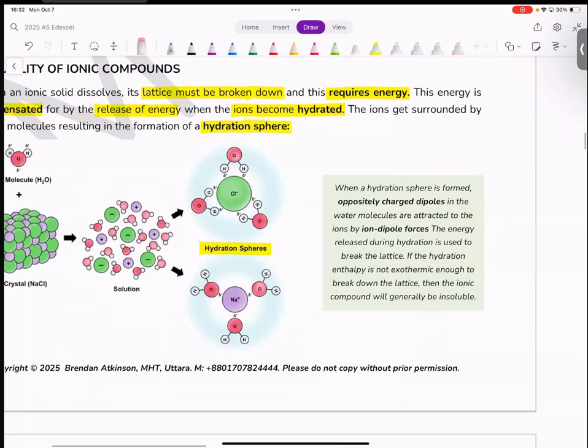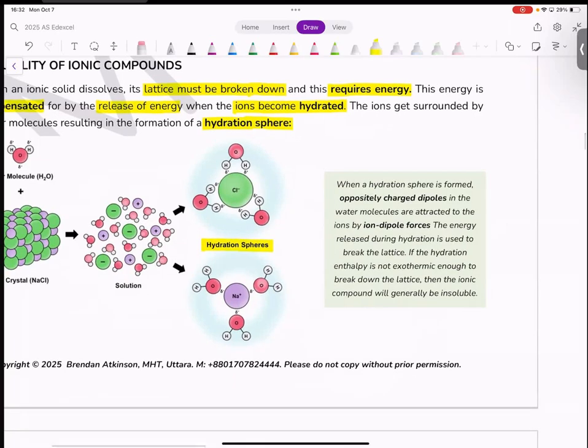And then I wrote something here. When a hydration sphere is formed, you have to describe this. Sometimes it can be a 6 mark asterisk answer. How is this dissolving? Why do ionic compounds dissolve? When a hydration sphere is formed, oppositely charged dipoles. See how I'm talking about the particles? Whenever I talk about a force, I'm talking about what has the charge. So oppositely charged dipoles in the water molecules. I didn't just say dipoles in the water molecules. I'm trying to make it sound like opposite charges attract. It's very important in these A-level answers. It's your syllabus requirement.